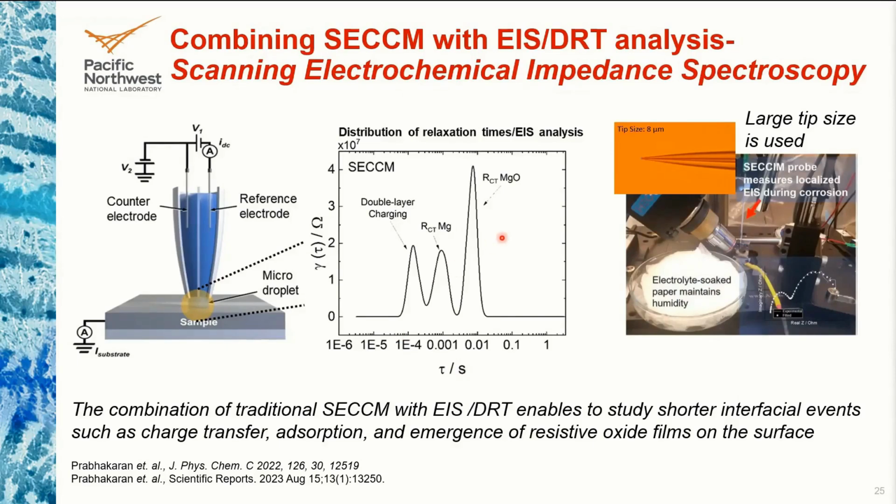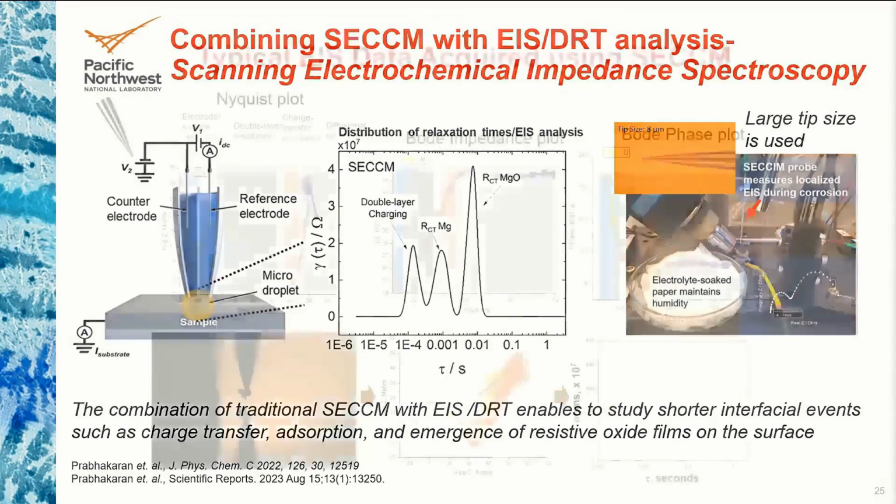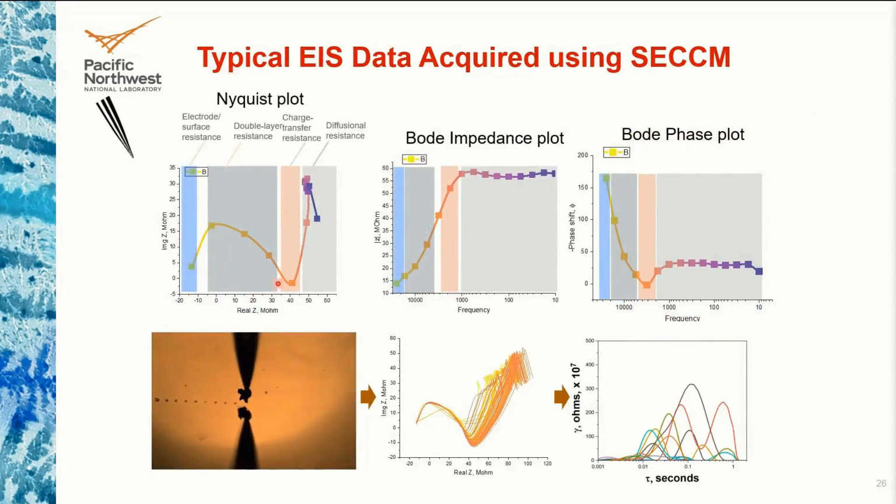After we combined the SECCM with the EEIS and DRT analysis, we applied it to study corrosion. Here are typical plots you can get at each point on the surface: the Nyquist plot, or the Bode impedance and Bode phase plot distributions. After you get this basic EEIS response, you can use an algorithm in Python DRT tools or other tools to convert that into DRT plots, and you can analyze the DRT plot to establish the different components.